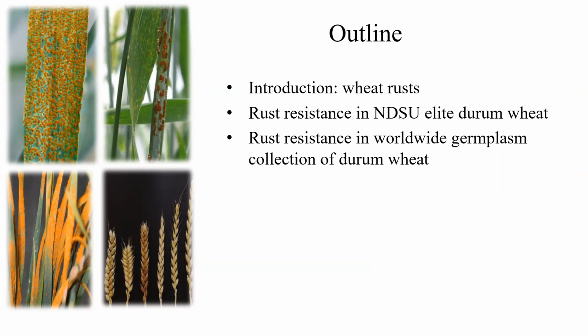Although my work is done on tetraploid durum wheat, we know that durum wheat shares the A and the B genome with the hexaploid common wheat. So the resistant genes that are identified in durum can also be transferred and used in common wheat.